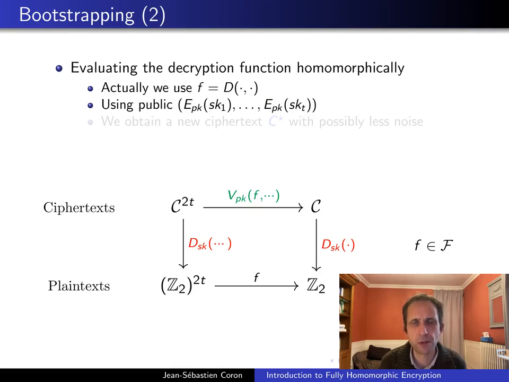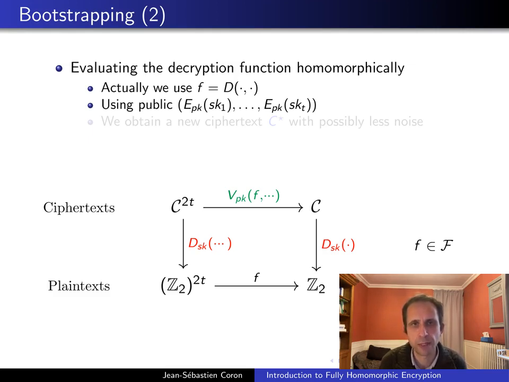So, but actually we must do something a bit differently. We must actually use the decryption function that takes as input both the secret key and also the ciphertext to be decrypted. And for this, we are going to use public encryptions of every single bit of the secret key. So this is a bit the same as previously.